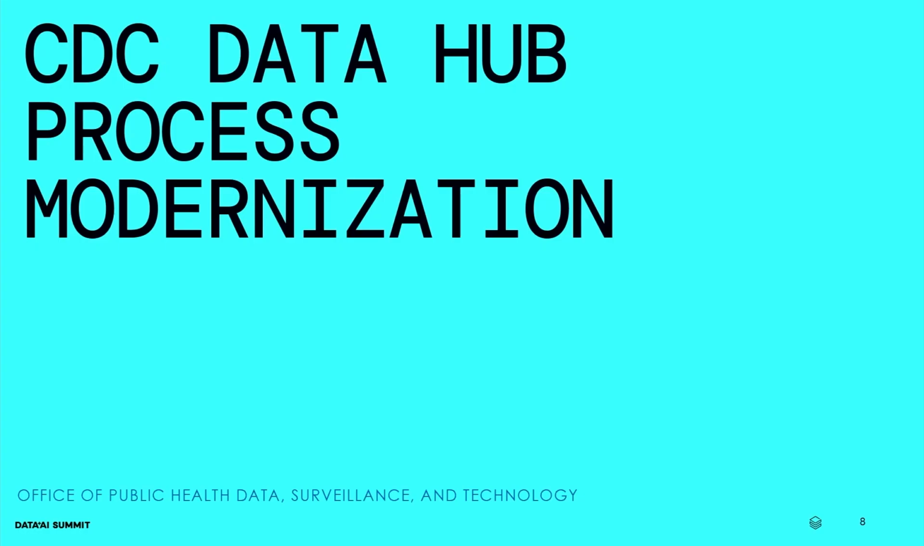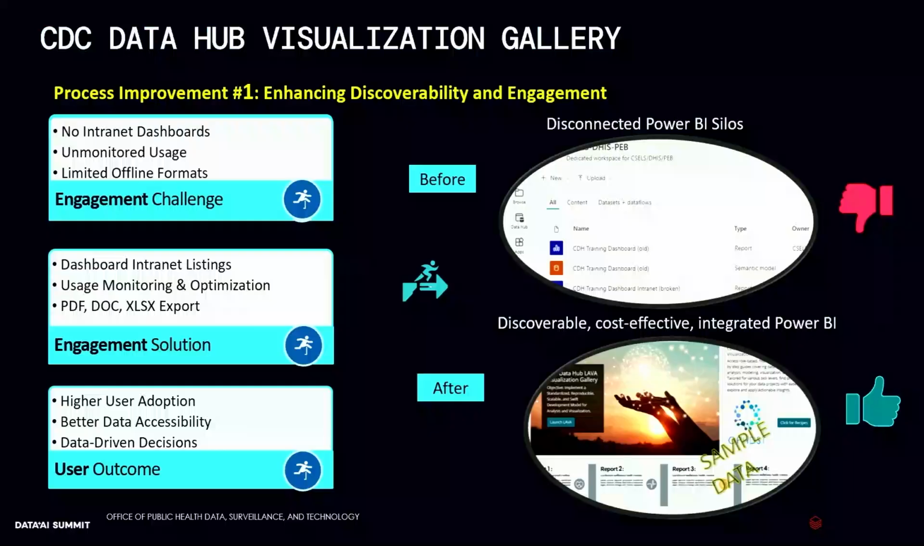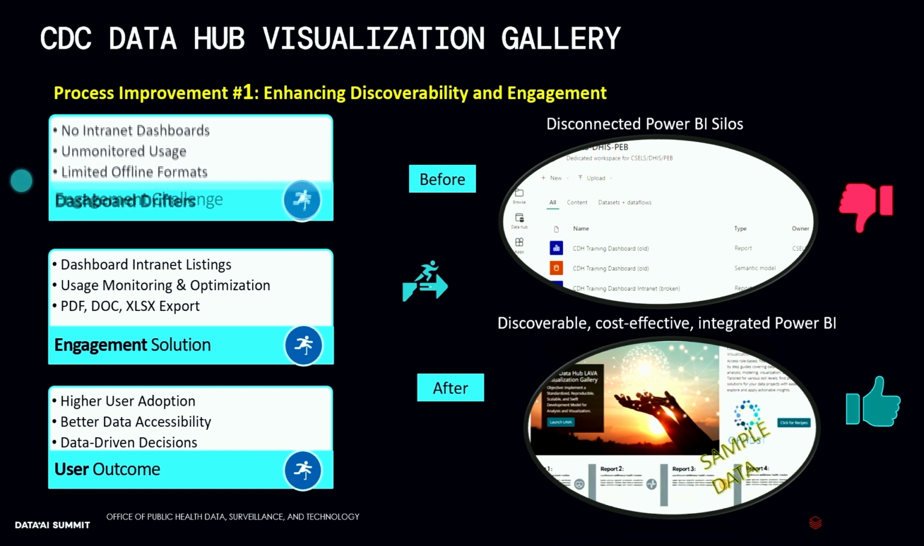So on the people side, process modernization. Process improvement number 1: the hardest part of helping people with visualizations was having them find the visualizations. This was the number 1 challenge, what I'm calling the engagement challenge. You can kind of think of it as dashboard drifters.